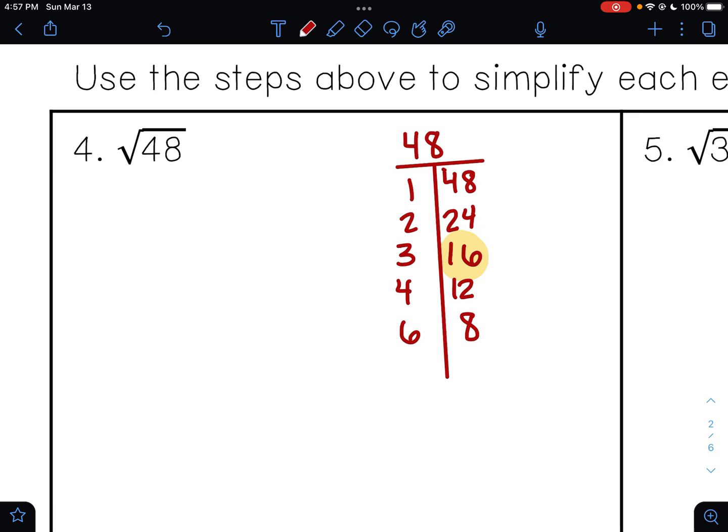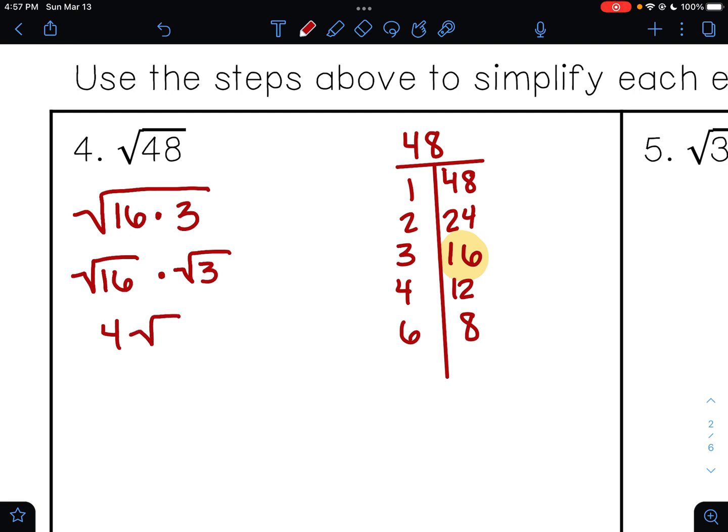So the largest perfect square is 16. We break it down to 16 times 3, the square root of 16 times the square root of 3. The square root of 16 is 4, times the square root of 3. So our answer would be 4 rad 3, or 4 square root of 3.